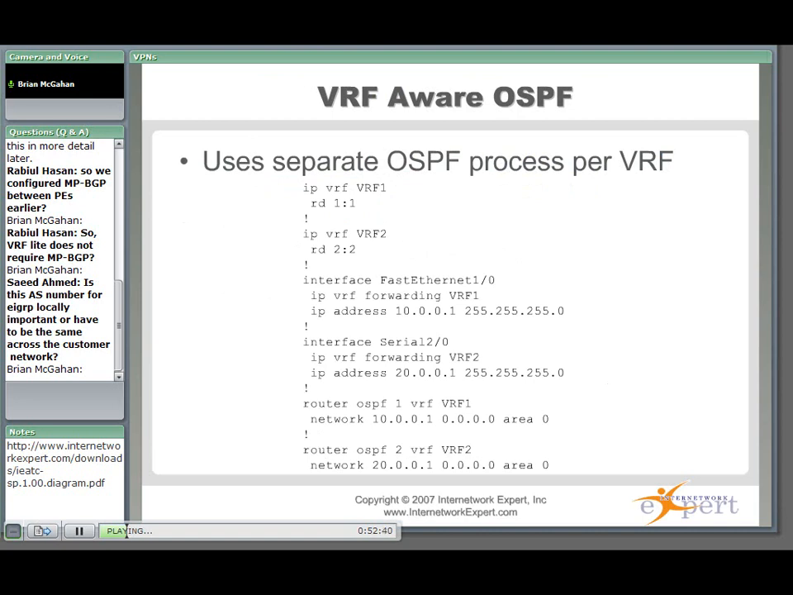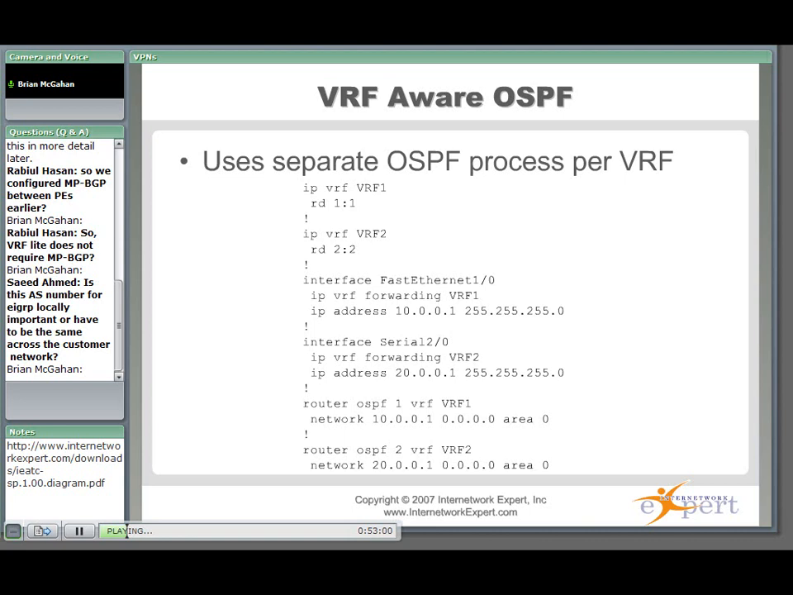Okay, the next option we have here is VRF aware OSPF. Now this is a little bit different than EDGE-RP and RIP because we are going to be running a separate OSPF process per VRF. Okay, the processes are going to be related to the particular VRF, but we don't issue the address family configuration under the main OSPF process.